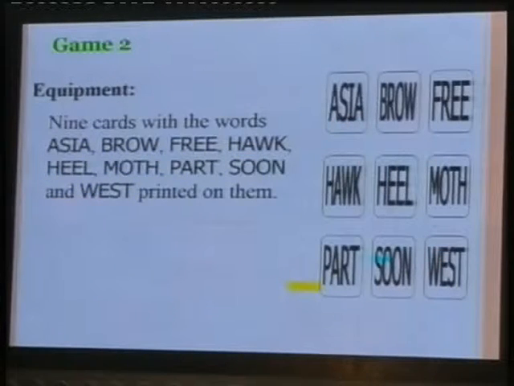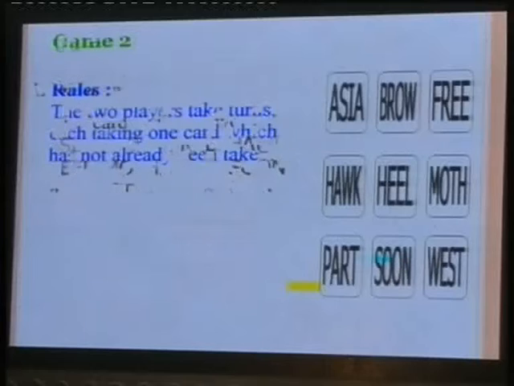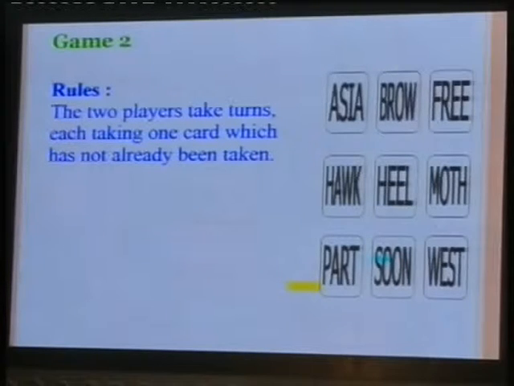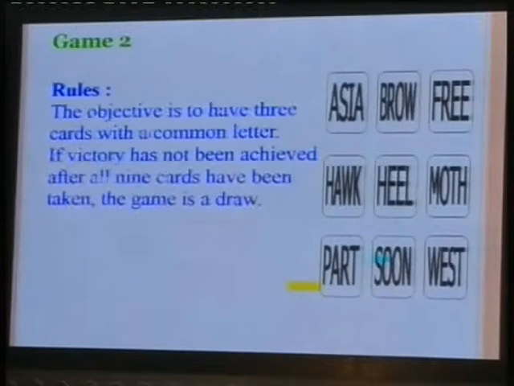Game 2, we have 9 cards, each with some word on it. Players take turns removing a card, and their goal is to get 3 cards, all of which have the same letter. So that's the objective. Today we're going to be talking about a lot of different ways to not only solve games, but also do problem solving. Our strategy for this one is to find a game that's almost identical to it.